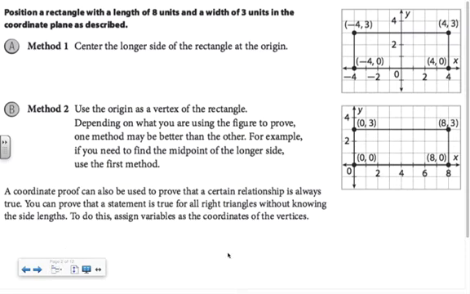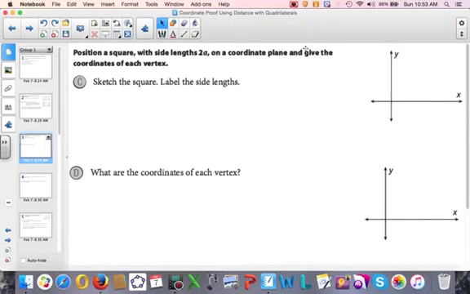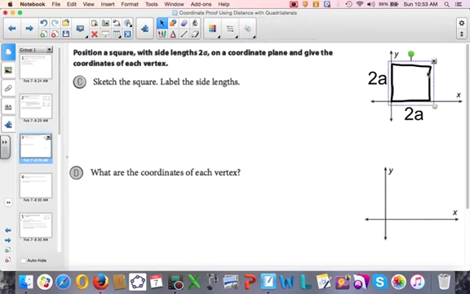When we use the coordinate plane to do a coordinate proof of properties of figures, we use variables instead of numbers like this. So let us consider, if I have a square with side lengths 2a, how could I position that in this figure? I could position it like this, and you'll forgive my bad drawing, but you get the idea. And this is 2a, and so is this. So what would be the coordinates of the vertices?